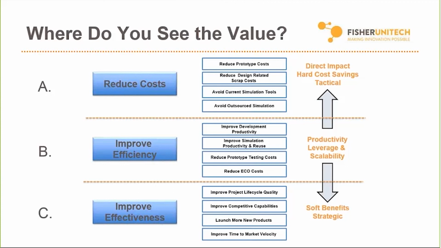There we go. So I'm going to close the poll up. So it looks like the majority of us found number C to be the largest value. Whereas, interesting, the last group that I had was more along A and the hard costs or the tactical savings. So interesting stuff.